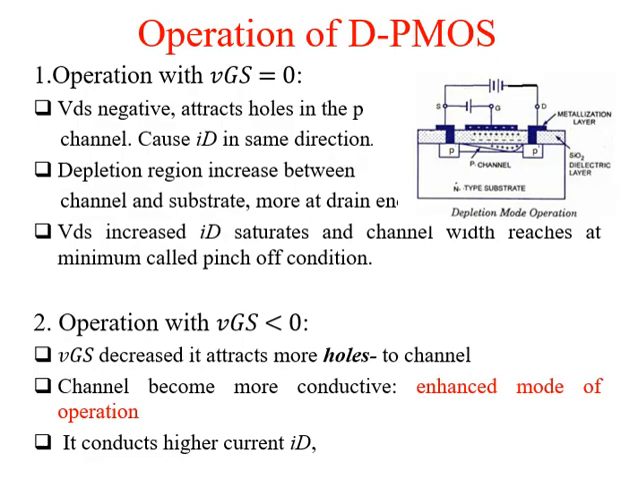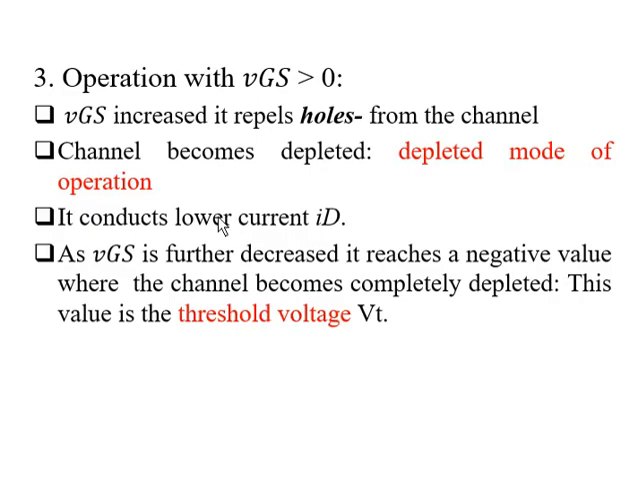So we can say that when VGS is less than 0, that mode of operation is called enhancement mode of operation, because it will enhance the strength of the channel. But when VGS is greater than 0, that will deplete the channel, so that's why it is called depletion mode of operation. The current reduces, and as VGS is further increased, it reaches a value where the channel becomes completely depleted. This value is called the threshold voltage.